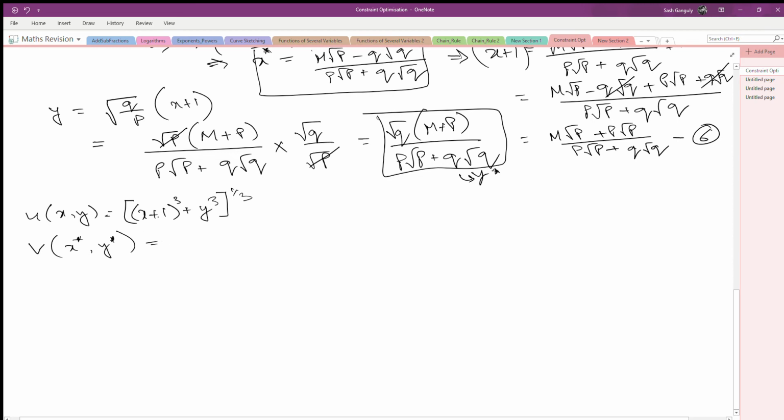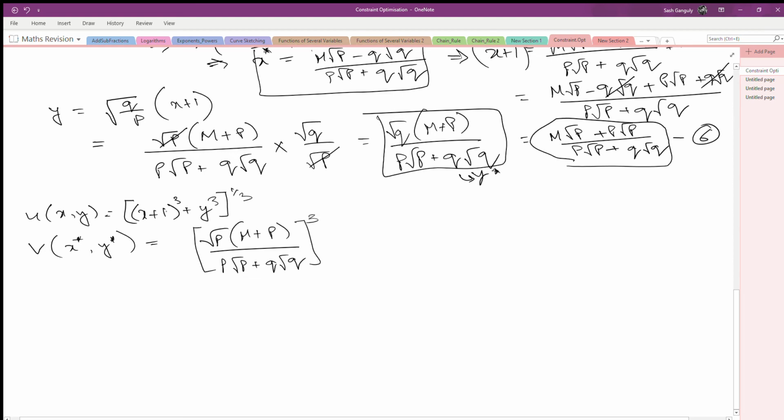So what is x star? Actually, we already have x plus 1. So let's just use this. So x plus 1 is, if I take root p common, then I have m plus p upon p root p plus q root q, and the whole thing cubed. This is my x plus 1 cube.